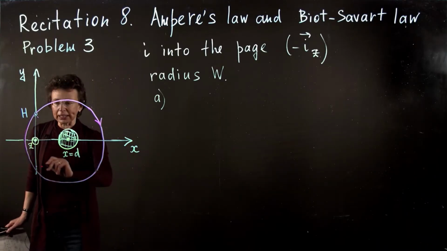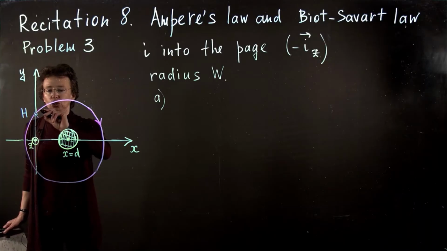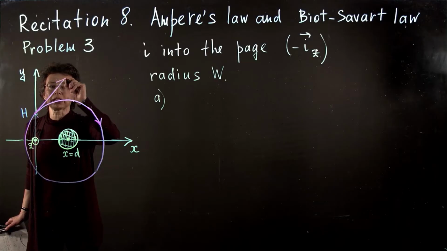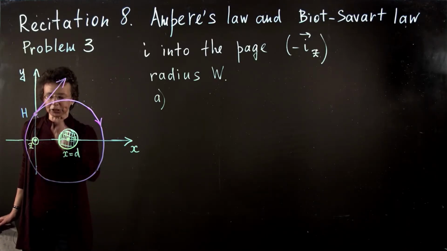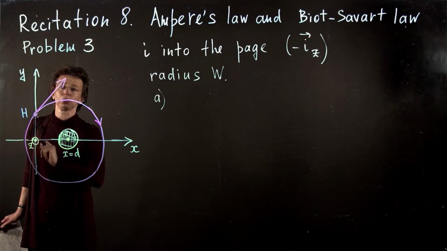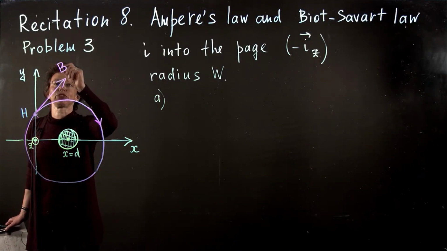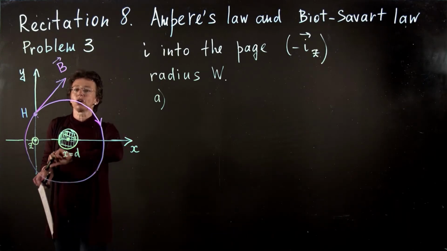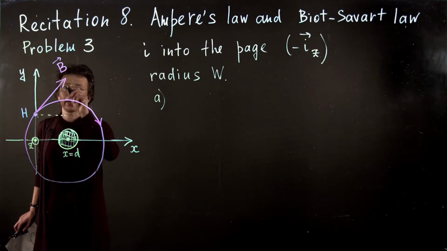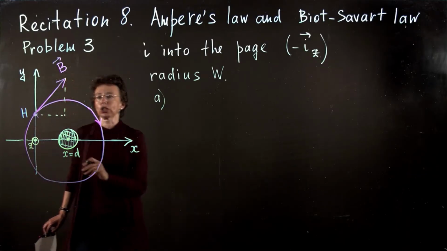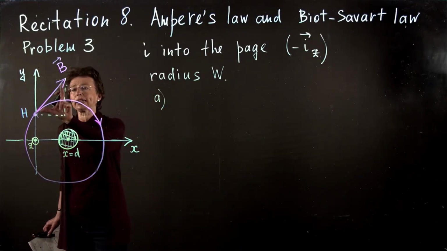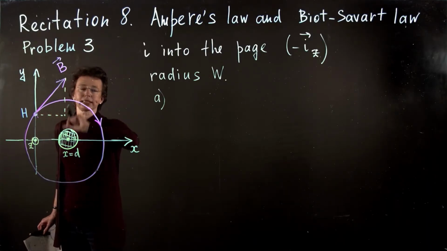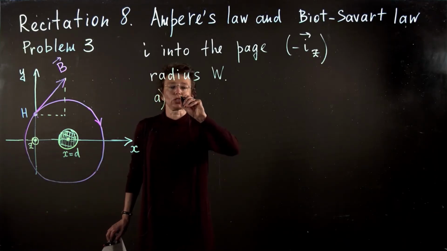Now, the lines of the magnetic field are tangential at each point to this circle. So the direction of the magnetic field at the point of interest, X0, YH, will look like this. This is the magnetic field at this point, and we need to find X and Y components of this magnetic field. Okay, so first of all, I suggest that we find the magnitude of the magnetic field, the length of this vector, and then we will project it in X and Y. We will use Ampere's law to do that.